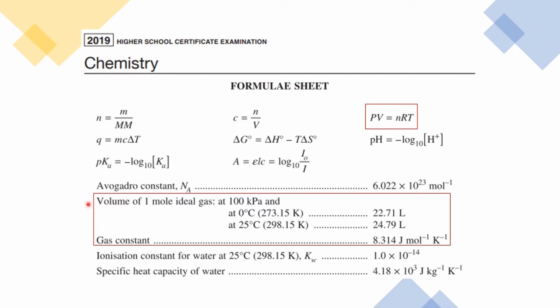I also want to draw your attention to this table here, that we have different volumes for 1 mole of ideal gas. In any calculation that we're working through that involves gases in this topic, we're assuming that the gas is ideal. So for 1 mole of an ideal gas at 100 kilopascals of pressure, and at these set temperatures that are given in Celsius and Kelvin, these would be known as standard conditions. The volume of the gases are listed over here in liters.